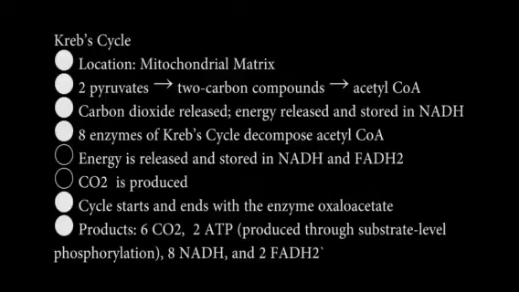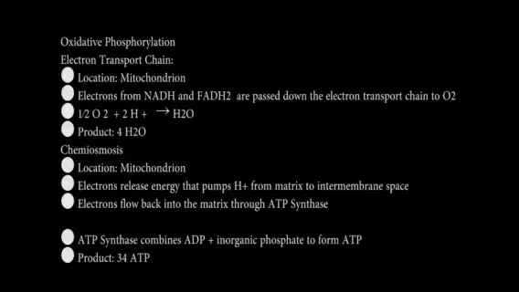The cycle begins with 2 carbons bonding to the enzyme oxaloacetate. Then, this enzyme becomes citrate, but after a series of steps returns to oxaloacetate. Since oxaloacetate is regenerated, the Krebs cycle is called a cycle. In total, 6 carbon dioxide, 2 ATP, 8 NADH, and 2 FADH2 are produced during stage 2. The electrons bonded to NADH and FADH2 will be used in the 3rd stage, oxidative phosphorylation.